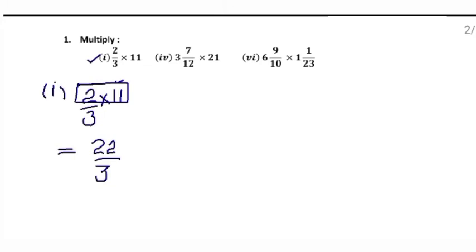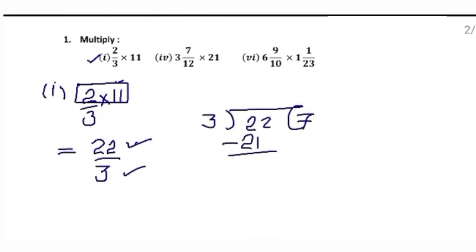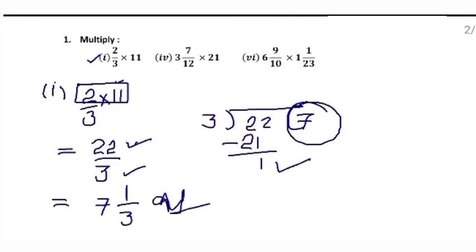Okay, you can also change it into the mixed fraction because numerator is greater than denominator. 3 sevens are 21, subtracted 1. So denominator will remain same. This quotient will become the whole number and this remainder will become numerator. So what is your answer? 7 whole 1 upon 3.